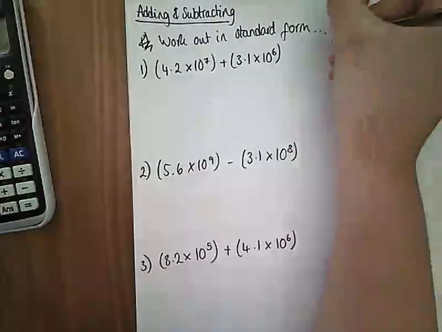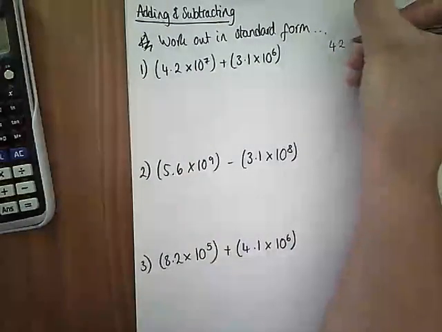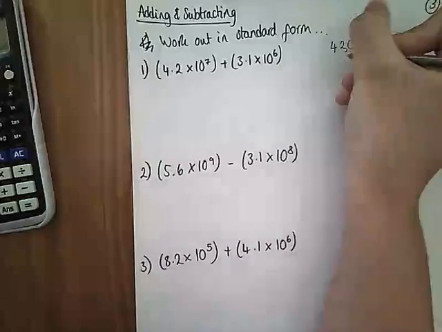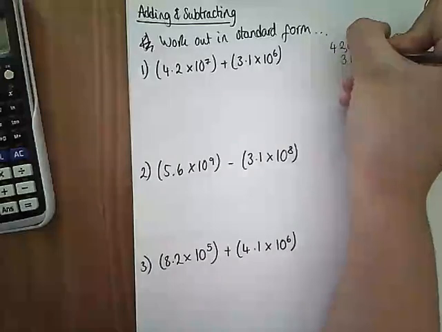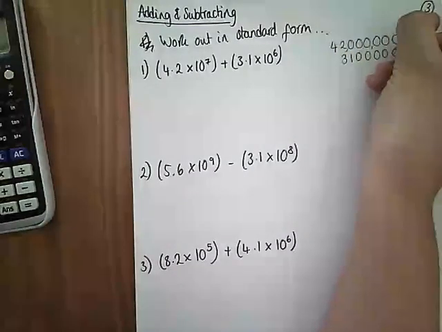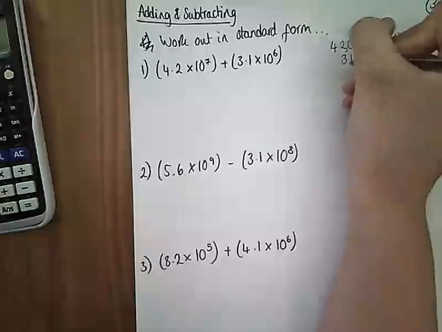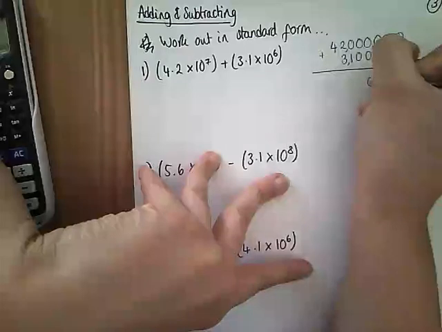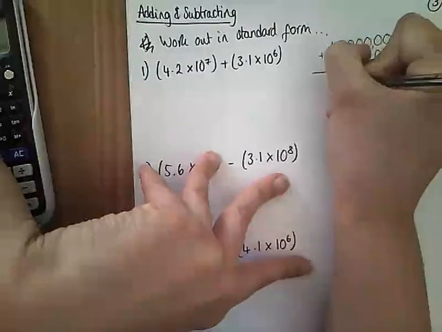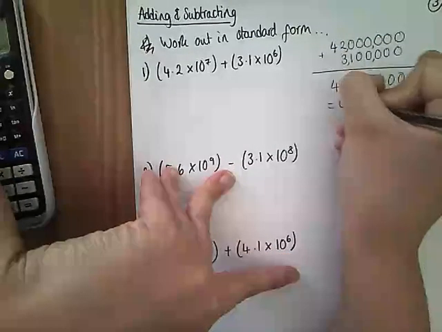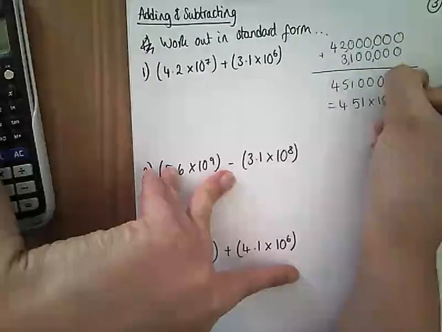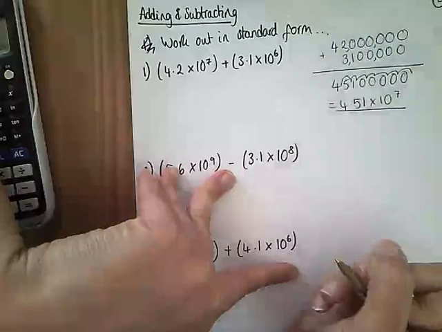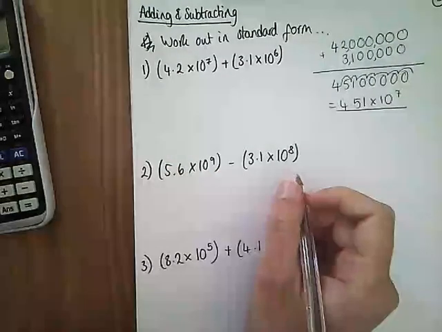Okay, so the first one, we would have 42 with 6 zeros, i.e. 42 million. And the next one, we'd have 31 with 5 zeros, i.e. 3,100,000. Then you could add them. And then you could write that in standard form. 4.51 times 10 to the power of 1, 2, 3, 4, 5, 6, 7. Okay? However, you can do it in simpler steps.